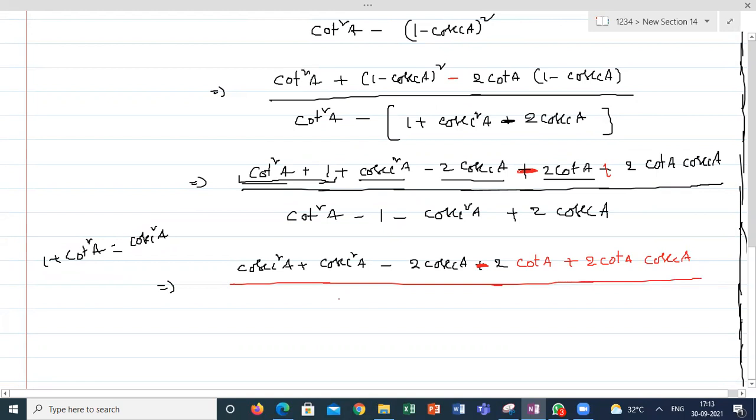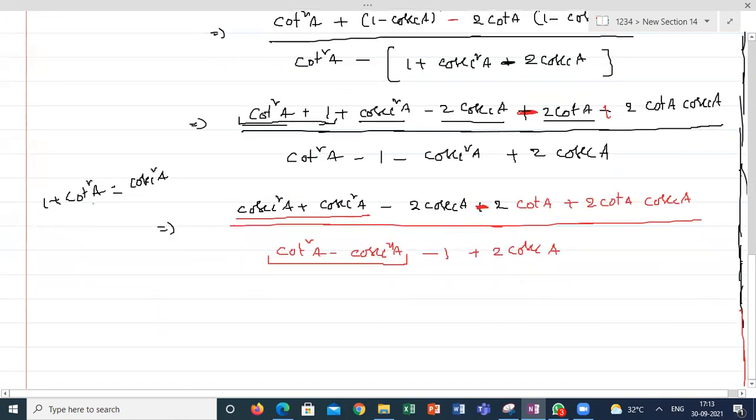So the denominator: what is the value of cot square A minus cosecant square A? Can anyone give it? What is the value of cot square A minus cosecant square A? Minus 1 plus 2 cosecant A. What is this value, students? So this will be 2 cosecant square A. We know 1 plus cot square A is equal to cosecant square A. If I take cosecant square A here and 1 to that side, I get cot square A minus cosecant square A equal to minus 1.